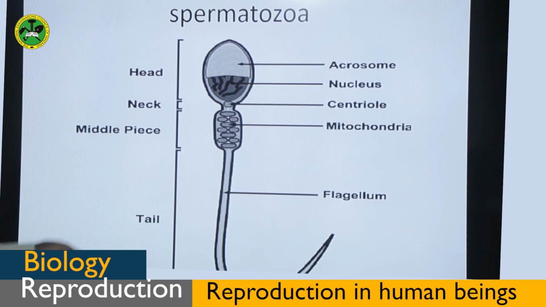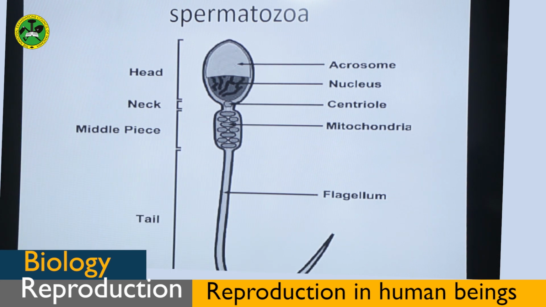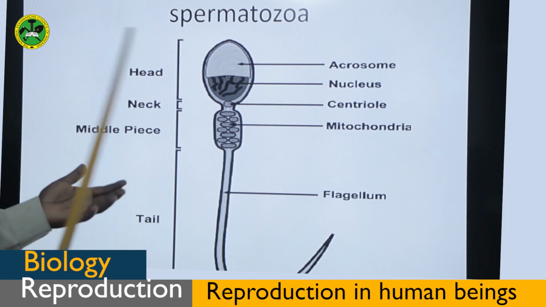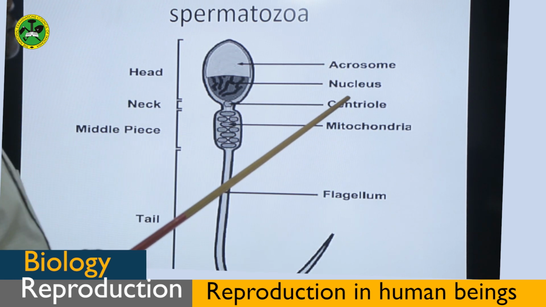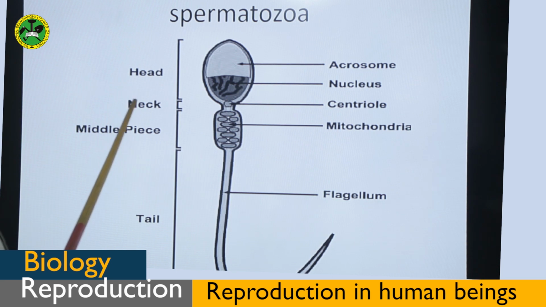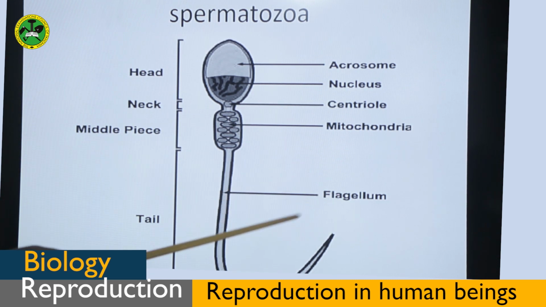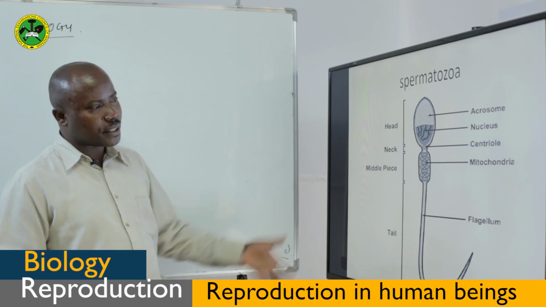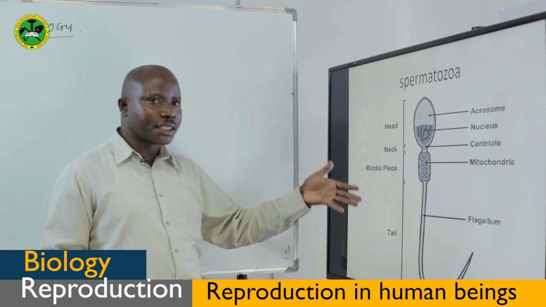Dear students, after cell differentiation, where the spermatid is transformed into functional spermatozoa, these are important features that the spermatid acquires in the course of cell differentiation. You have the head that consists of the acrosome and nucleus. You have the neck, where you have the centriole and the mitochondria. You have the flagellum forming the tail, which will enable this spermatozoa to swim toward the female reproductive cell. These are important features that the spermatozoa acquires during the transformation from the spermatid to spermatozoa.